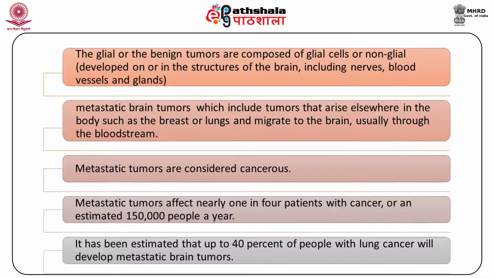And metastatic brain tumors include tumors that arise elsewhere in the body, such as the breast or lungs, and migrate to the brain, usually through the bloodstream. Metastatic tumors are considered cancerous. They affect nearly 1 in 4 patients with cancer, or an estimated 150,000 people a year. It has been estimated that up to 40% of people with lung cancer will develop metastatic brain tumors.